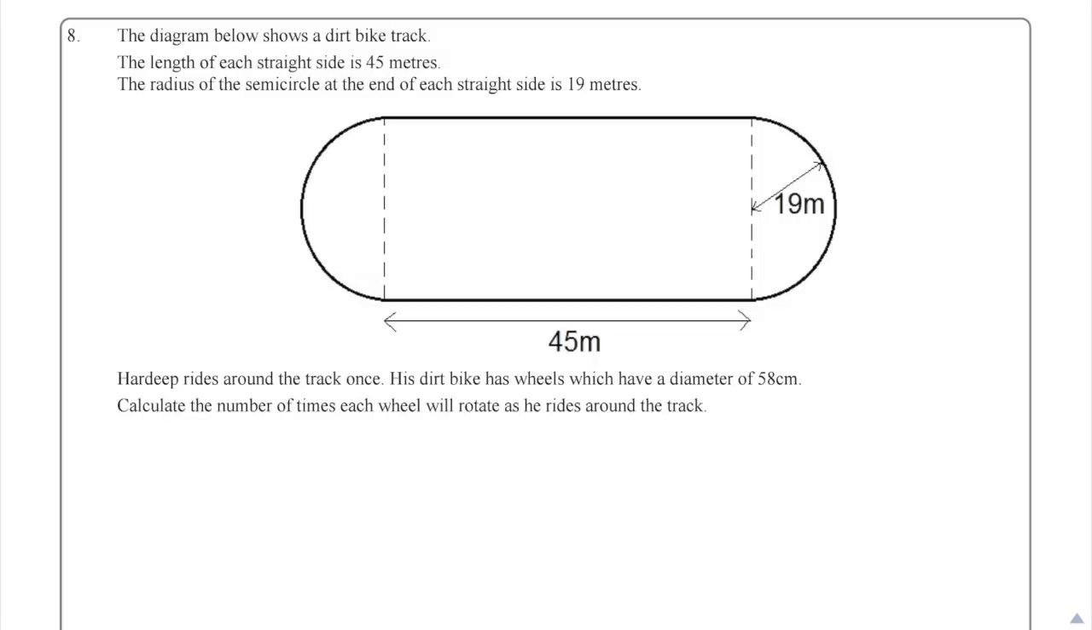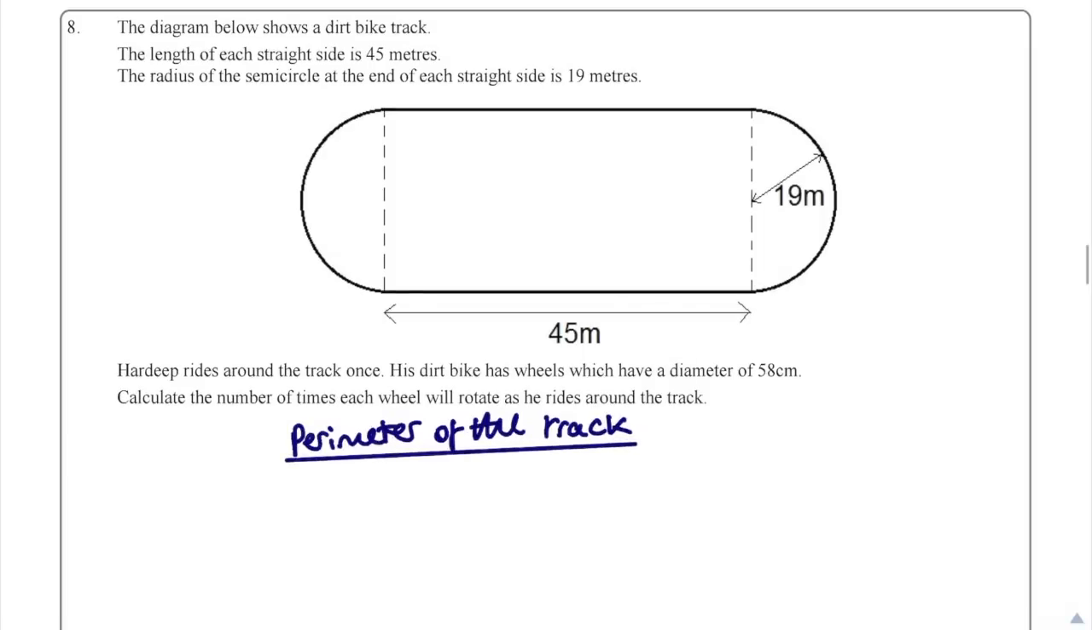So if we concentrate first on the track, the perimeter of the track, to work out the perimeter of the track, we can work out the total length of each of the straight sides. That's easy, that's just 45 plus 45, which is 90. Now we're going to have to work out what the circumference of these semicircles are.